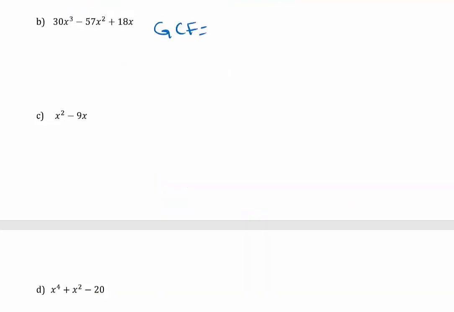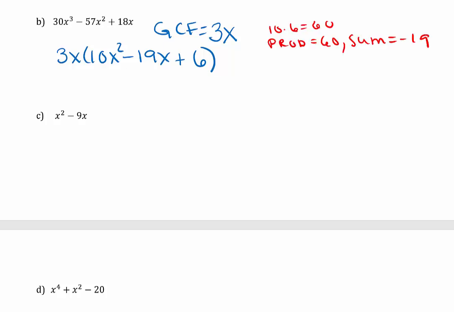Example B, I start by looking for a GCF. I think the GCF here is 3x. 30 and 18 are divisible by 3. And you could double check in a calculator. 57 is also divisible by 3. If I pull out the 3x, I'm left with 10x squared minus 19x plus 6. I have 3 terms here. There's a number in front of the x squared, so I'm going to use the AC method. 10 times 6 is 60, so I need 2 numbers with a product of 60 and a sum of negative 19. So I start by making a list. Once I get to 4 and 15, I think that will work if I make both of them negative.